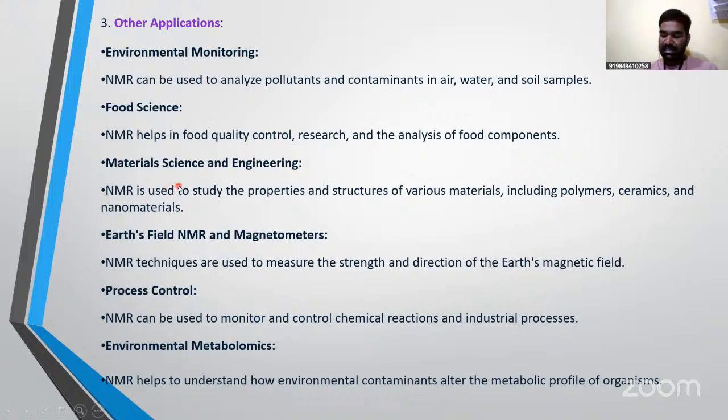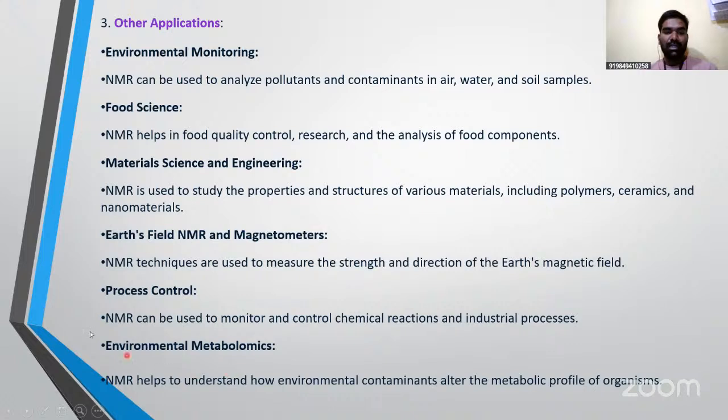Material science and engineering. NMR is used to study the properties and structures of various materials, including polymers, ceramics, and nanomaterials. Earth's field NMR and magnetometers: here, NMR techniques are used to measure the strength and direction of Earth's magnetic field. Process control: NMR can be used to monitor and control chemical reactions and industrial processes.